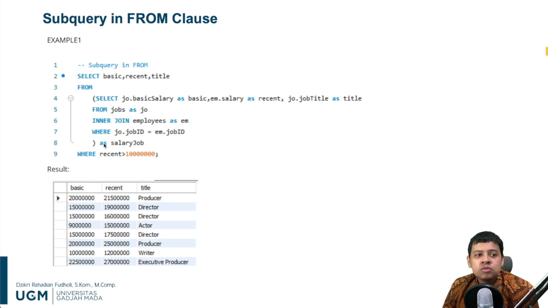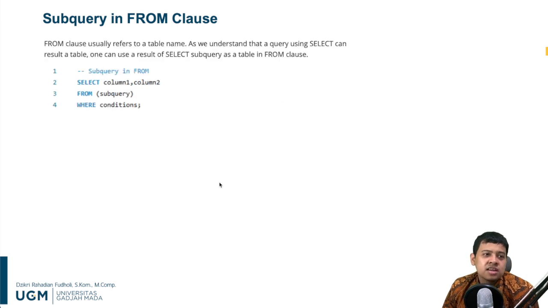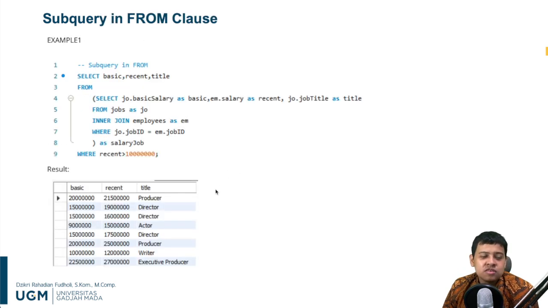And we need to give an alias for this subquery, as salary_job. Giving an alias is a good practice, and you really need to do that as well. WHERE reason is more than 10 mil. So we see here SELECT basic, reason, and title where the reason is more than 10 mil. Once again, we can use another query, that's totally fine.